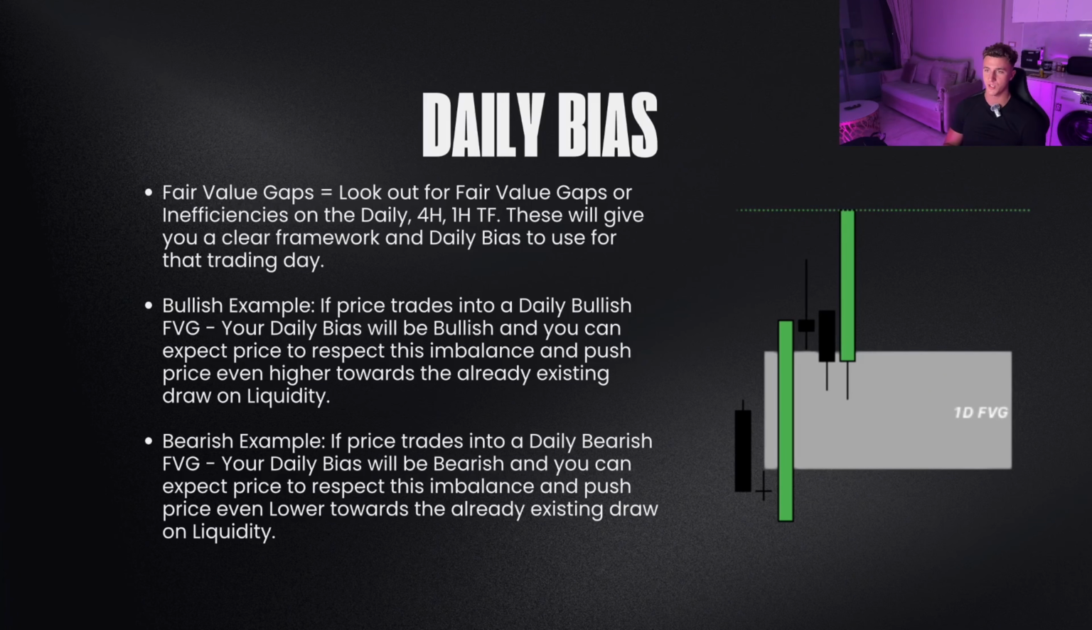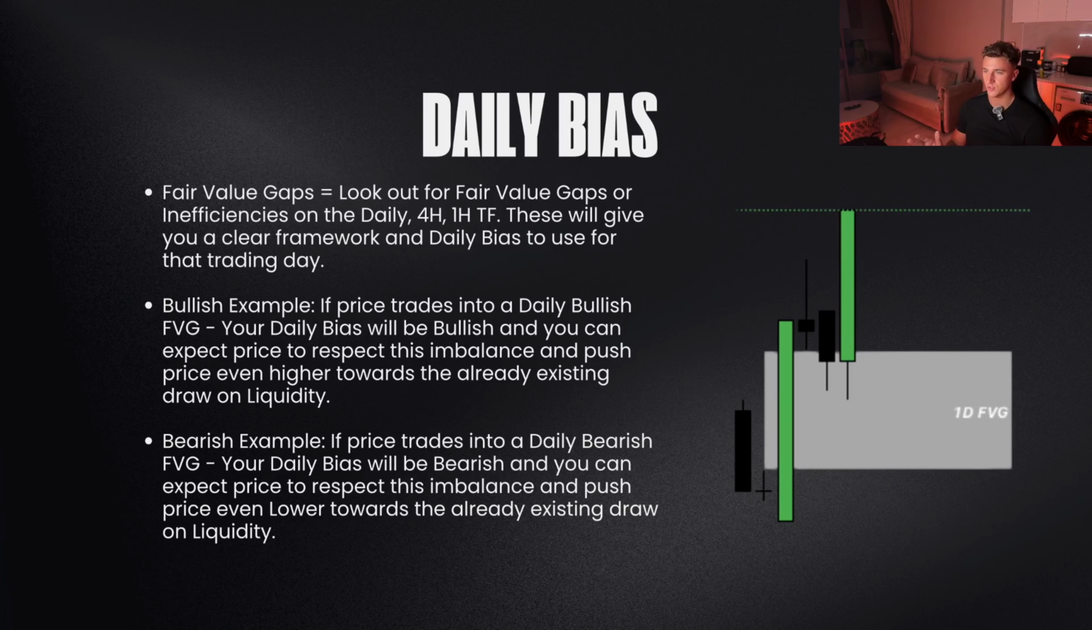There is really not much that goes into it, okay? The main thing that you want to use for daily bias is going to be fair value gaps. So if there's no fair value gap on the daily time frame, go down into the 4-hour. If there's no gap on the 4-hour, go down into the 1-hour. And usually you will find some sort of imbalance on that time frame.